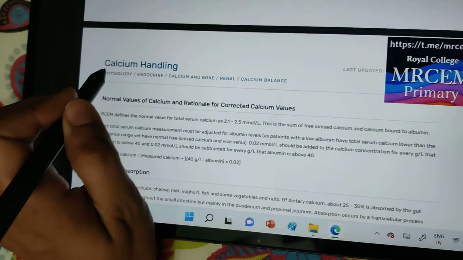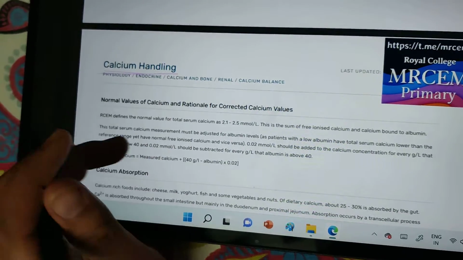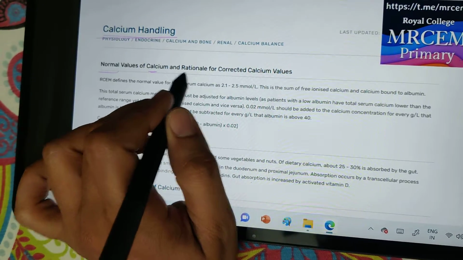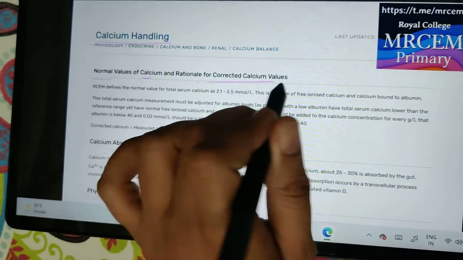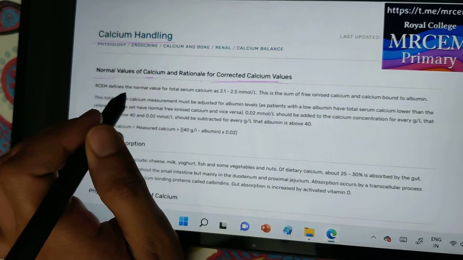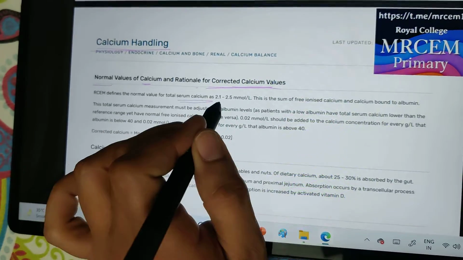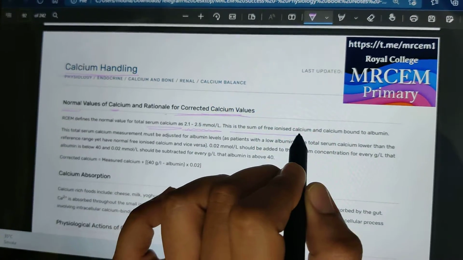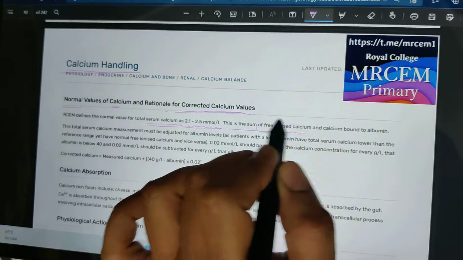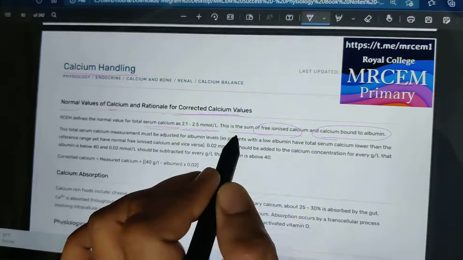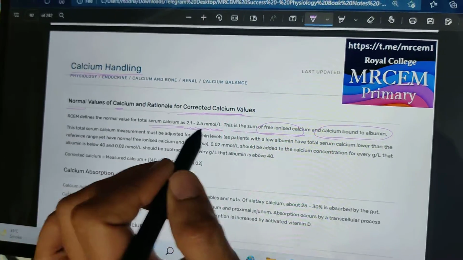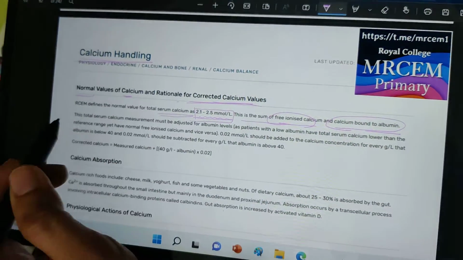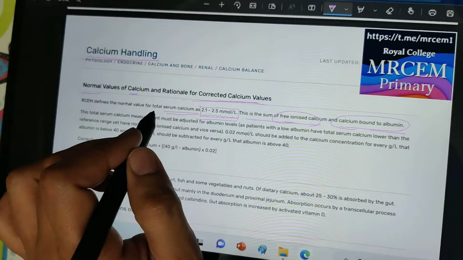Then we will discuss calcium handling. What is calcium handling? Normal values of calcium and rationale for corrected calcium value. So RCEM defines the normal value of total serum calcium as 2.1 to 2.5 millimole per liter. This is the sum of free ionized calcium and the calcium bound to the albumin. It's not only free or bound, it's the sum of free ionized calcium and calcium bound to the albumin, which is 2.1 to 2.5 millimole per liter. It is total serum calcium.